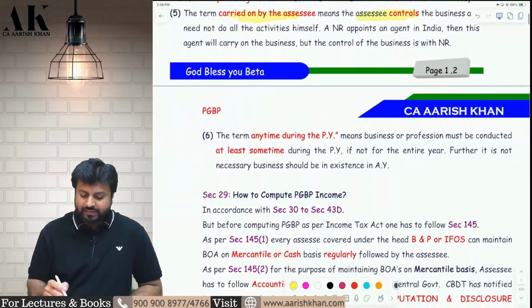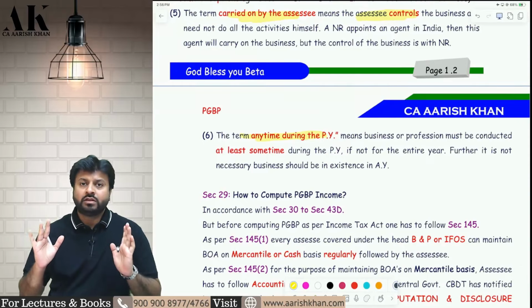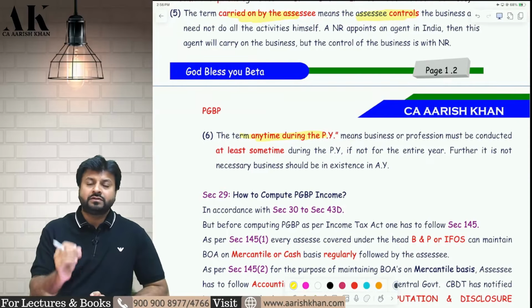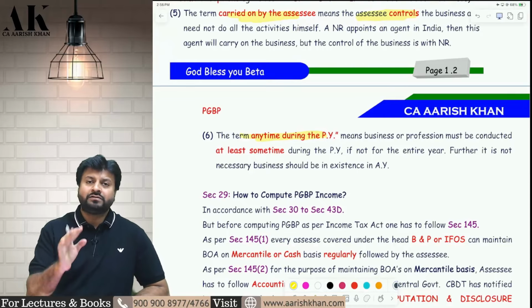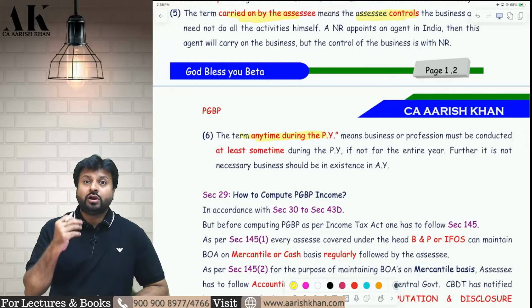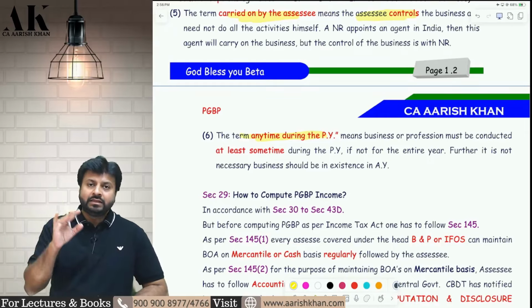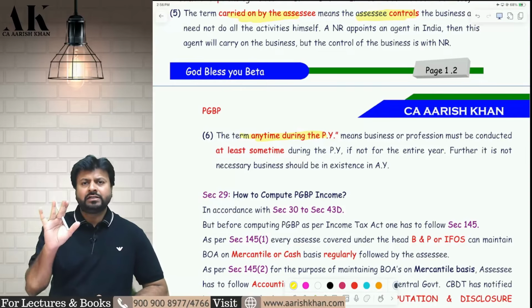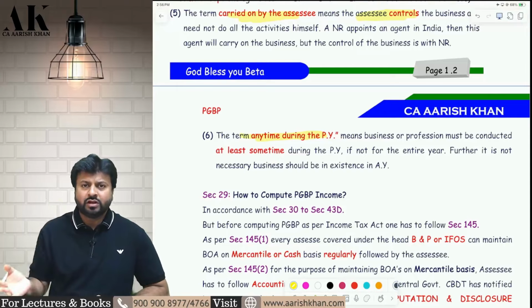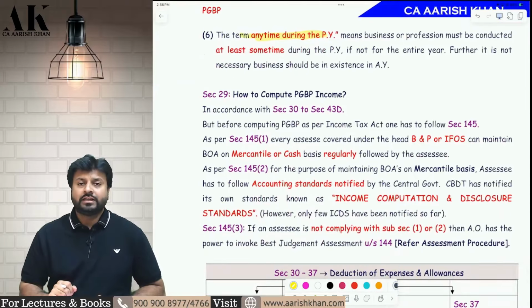Similarly, last paragraph, the term any time during the previous year. It means you need not conduct business for all 12 months. Even if you conduct the business for some time during the previous year, that is also considered part of section 28(1). Further, it is not necessary that the business should be conducted in the AY. It may happen that you have done the business in the PY and in the AY the business is closed down. It is very normal. So if the business is closed down in the AY, it's okay. There is nothing wrong in that. So this is what your general charging section is all about.